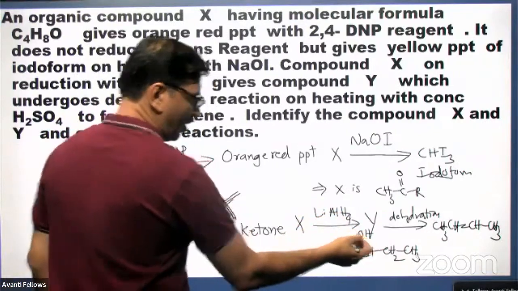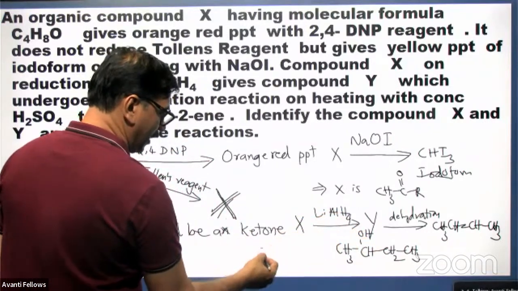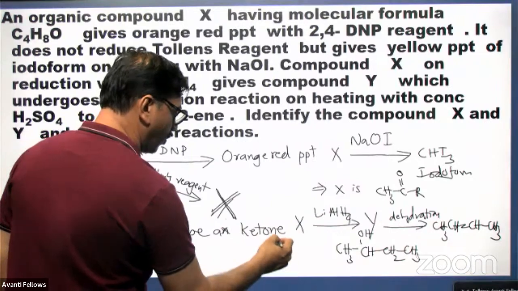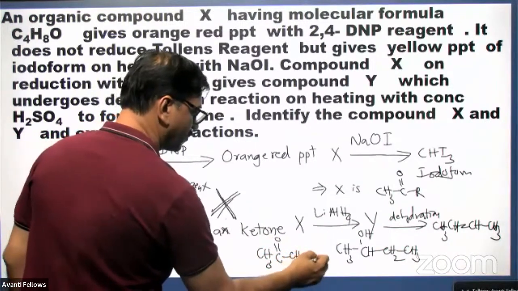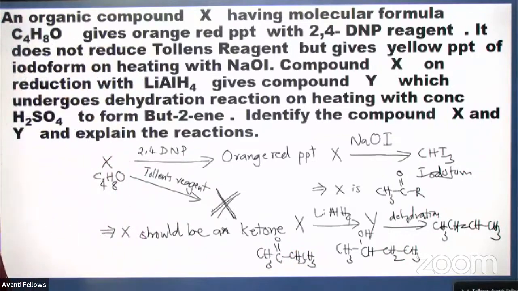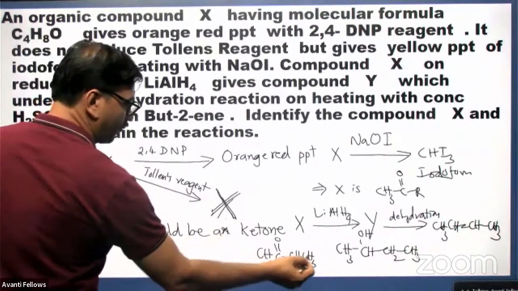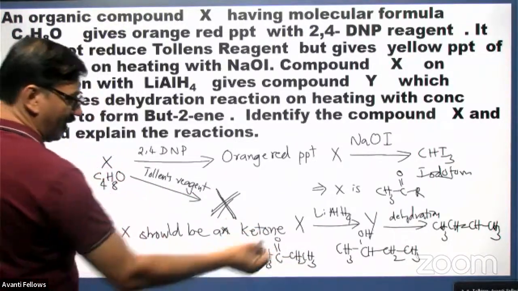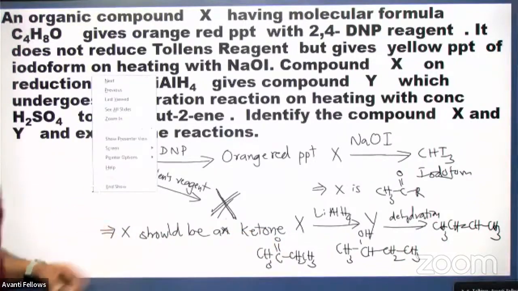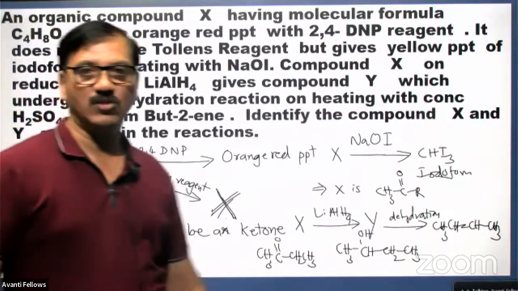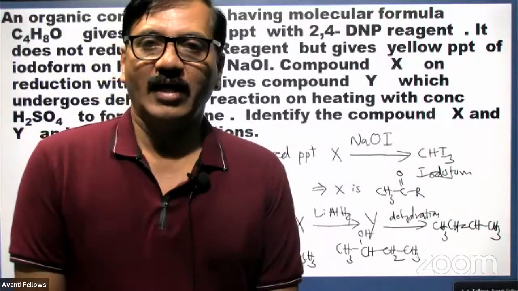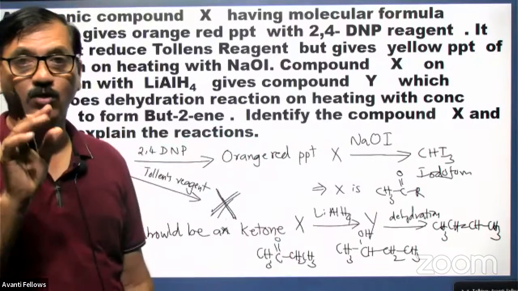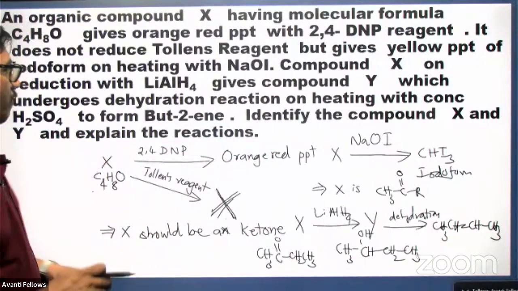So X must be a ketone, that means it must be CH3CO, CH2, CH3. So this is butan-2-one. Whether it matches with the formula given, let us try. This is C4, 1, 2, 3, 4 carbon atoms. H8, 3 plus 2 plus 3, 5 plus 3, 8, and 1 oxygen. So it matches. So tally at the end whether it matches or not, right? And all the reactions can be written. So you should go with clues, right? So it is a good question.